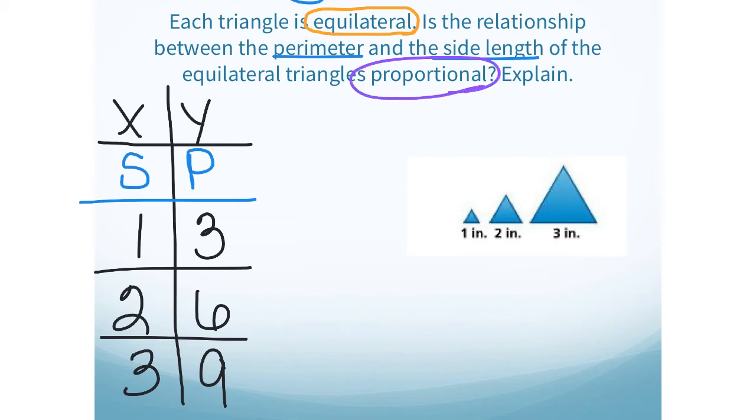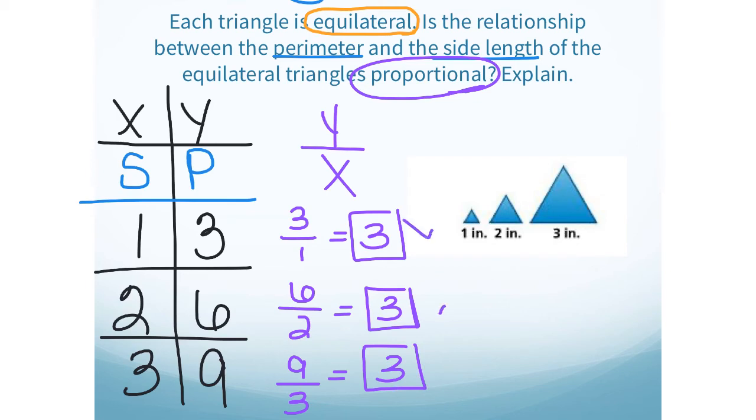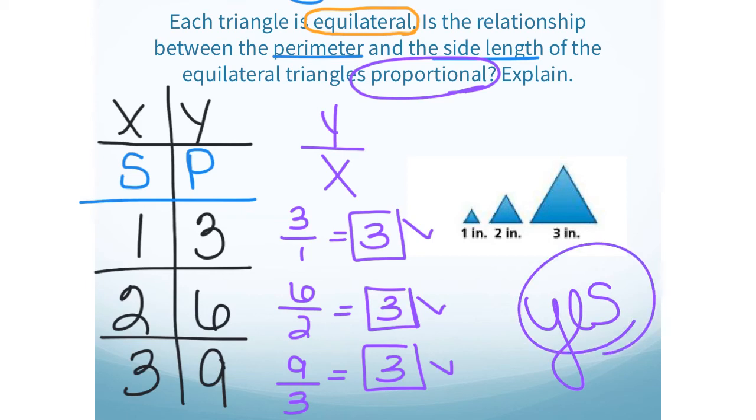Now let's get into the work and determine whether or not they are proportional. This is where we want to go back to the ratio of y over x, and we want to see the same number appear in the division. So our first one, 3 over 1, is 3. Our second one, 6 over 2, is 3. Our last pair, 9 over 3, is 3. Since we got the same number in our division, we would say yes, this is proportional.